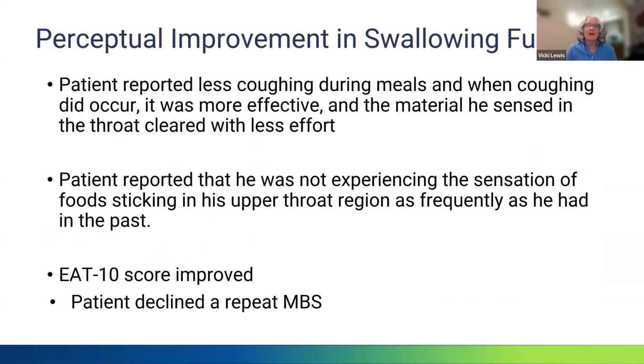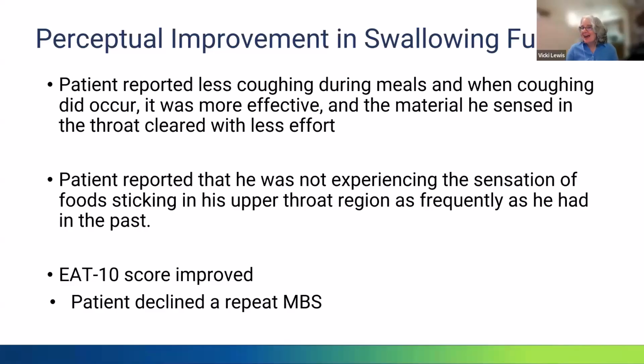From a swallowing perspective, he reported less coughing. And when his cough did occur, he felt like he only had to cough once and he could clear the material. He was no longer experiencing the sensation of food sticking in his upper throat region, and his EAT-10 score improved.